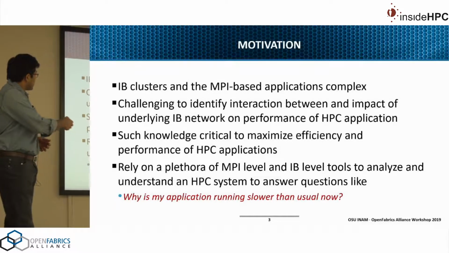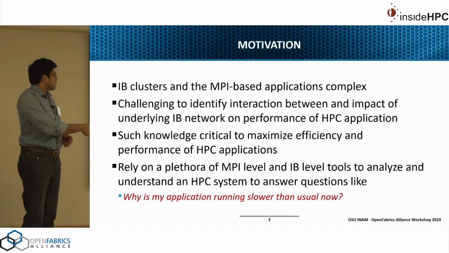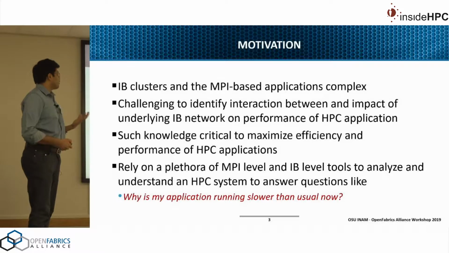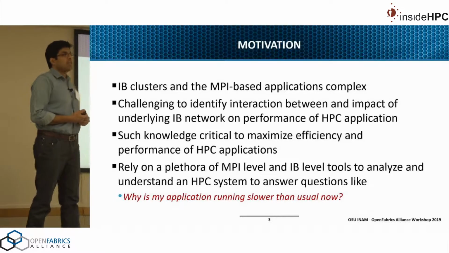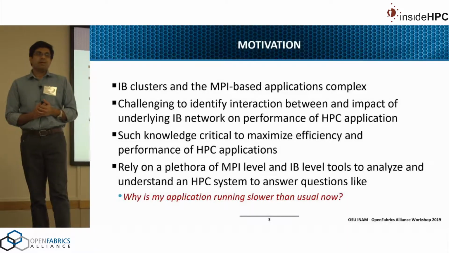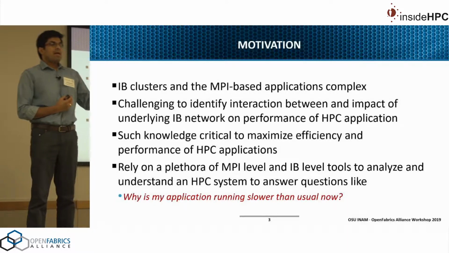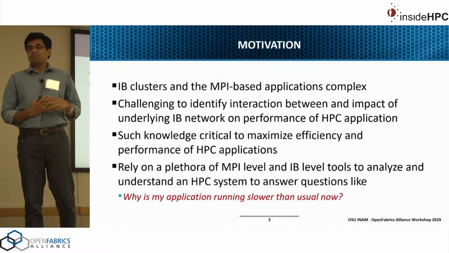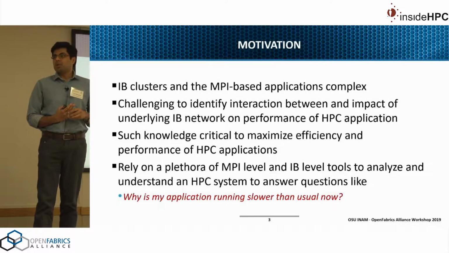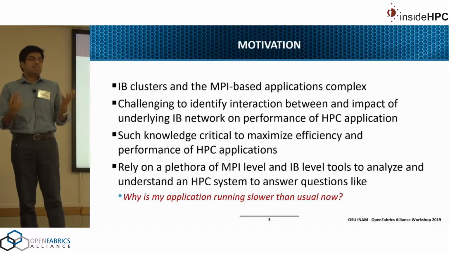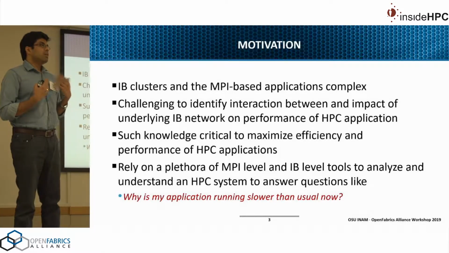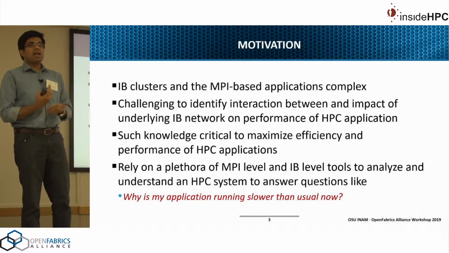So it is fundamentally challenging to identify the interaction between and the impact of the underlying network on the performance of HPC applications. As a system administrator, the typical question that you might get is, hey, my application runs in about 15 seconds typically, but yesterday night between 2 to 3, it took about 5 minutes to run. What happened? These are the kind of questions that sysadmins typically tend to get. There is no real way for them to give a proper answer to this.